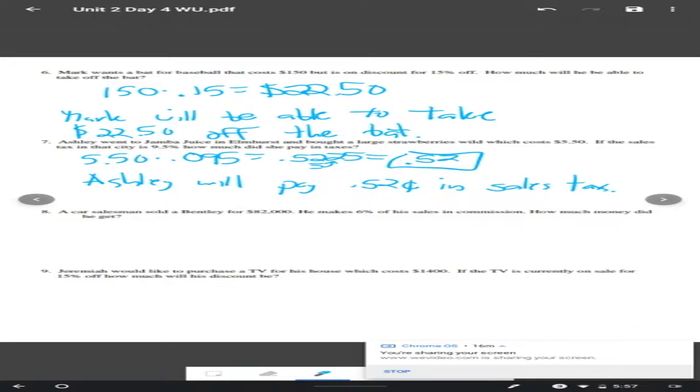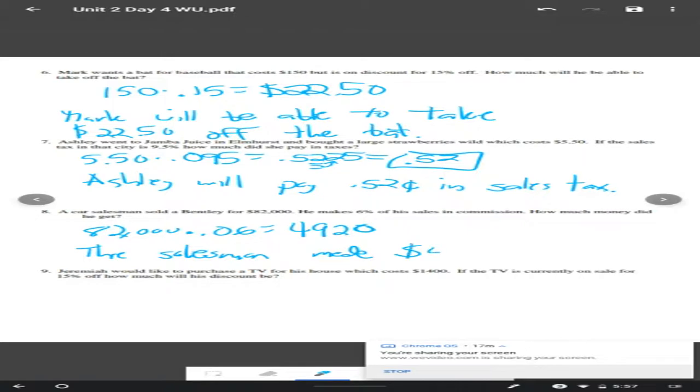Next one, a car salesman sold a Bentley for $82,000. He makes 6% of his sales in commission. How much did he get? So these are the two numbers that we just multiply for commission, 82,000. 6% divided by 100 would be 0.06 in my calculator. So if we do 82,000 times 0.06, you get 4,920. So total in commission, the salesman made $4,920 in commission.